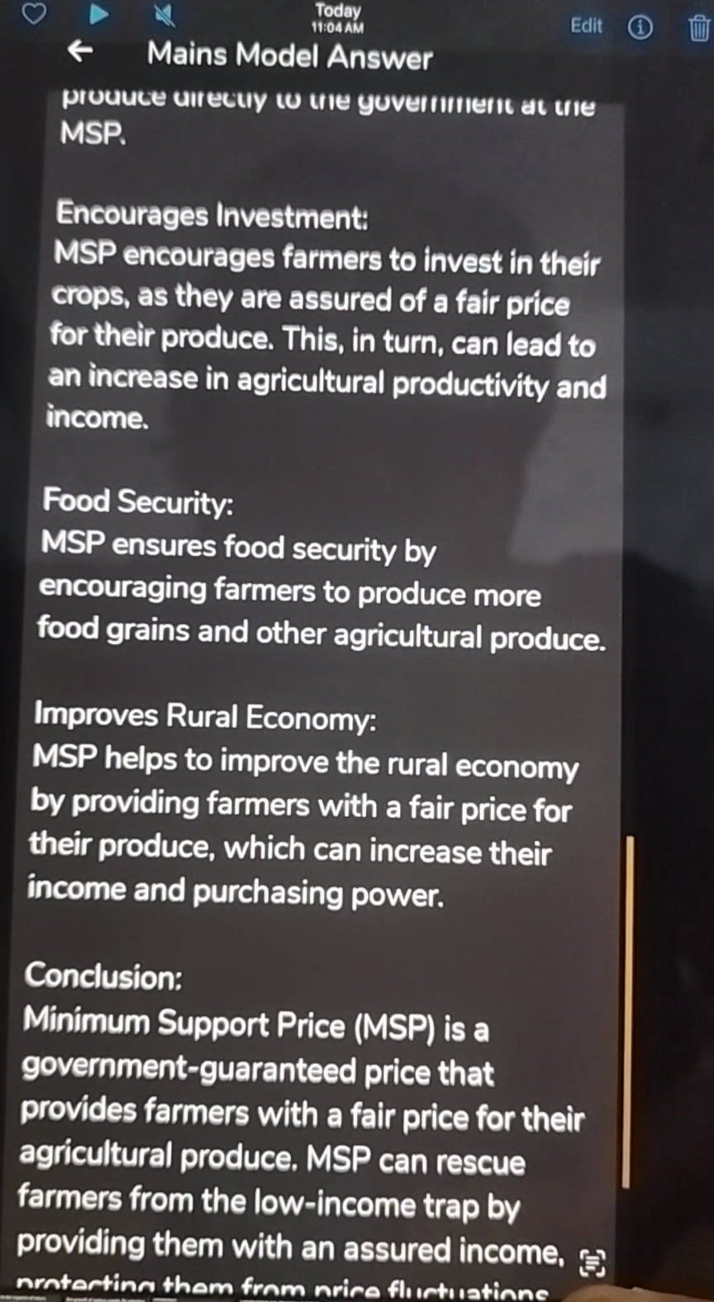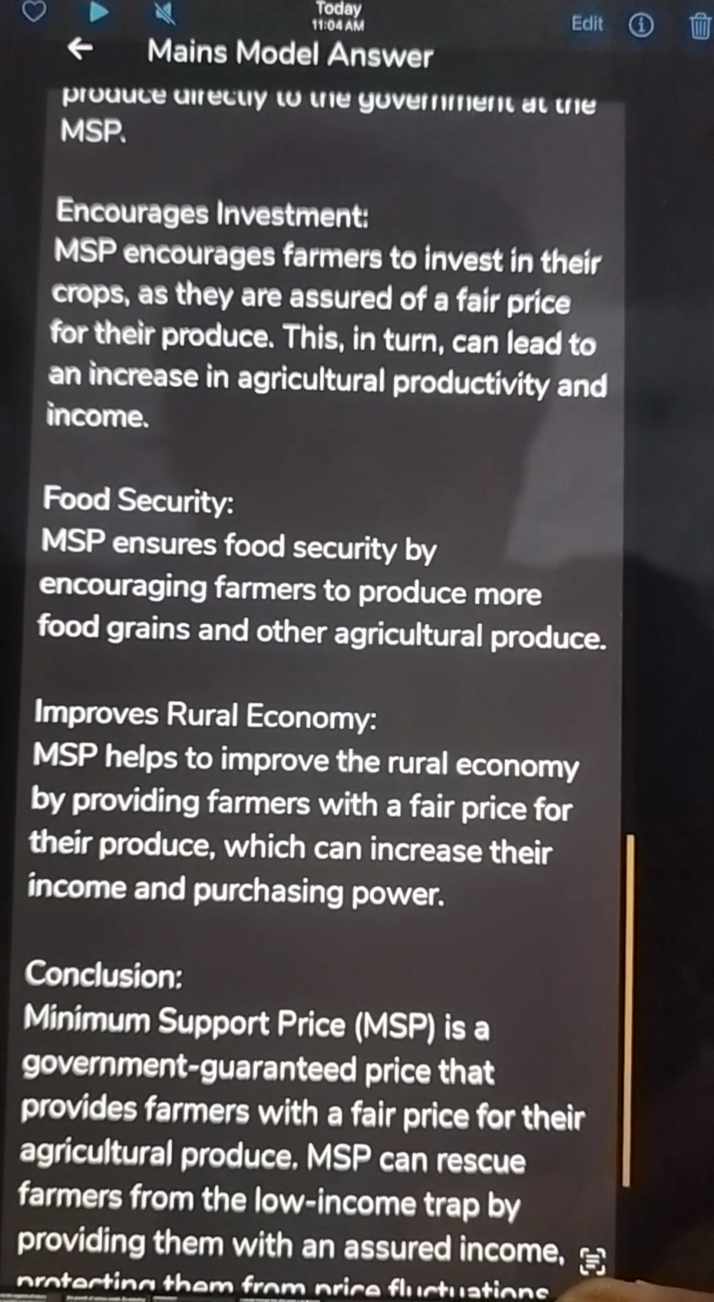MSP encourages farmers to invest in their crops as they are assured of a fair price for their produce. This in turn can lead to an increase in agriculture productivity and income. Encourages investments. And then comes food security. MSP ensures food security by encouraging farmers to produce more food grains and other agriculture produce. Then comes improves the rural economy.